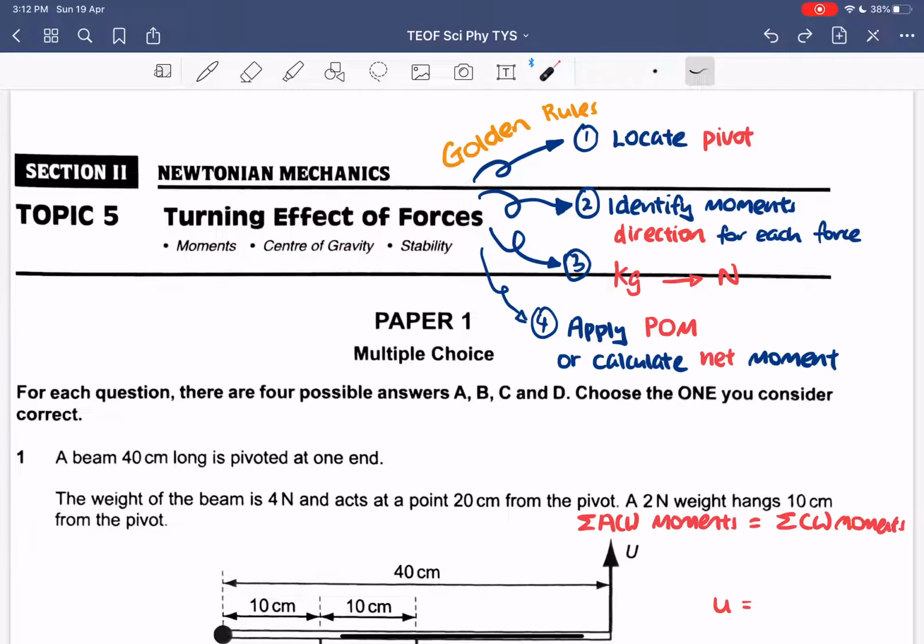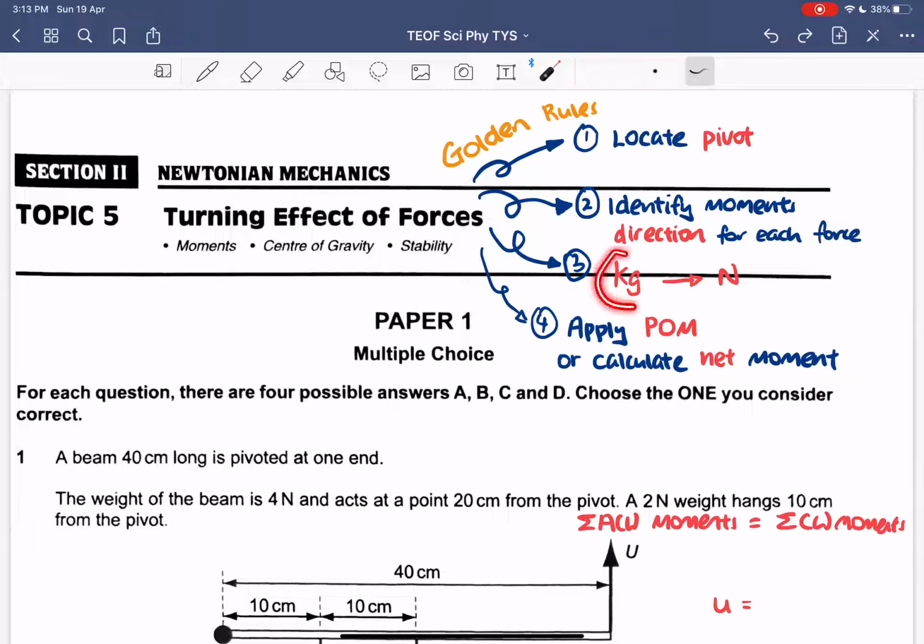Now before I start, I want to go through some golden rules with you as you look through this TYS. These 4 golden rules will be helpful. Number 1 is to locate the pivot, and the pivot is usually the point at which the object can turn about. Second thing is to make sure that for every force, you identify the direction of the moments. So direction of moments can either be clockwise or anti-clockwise.